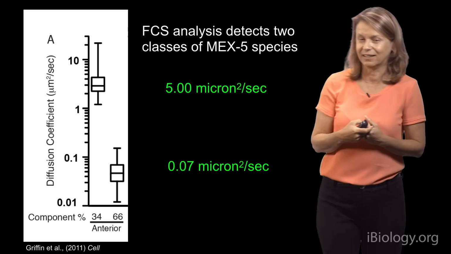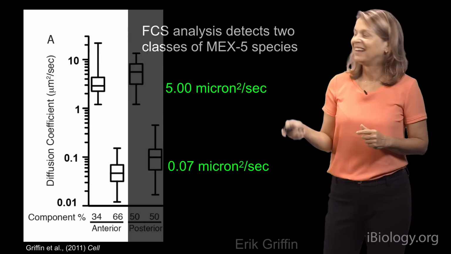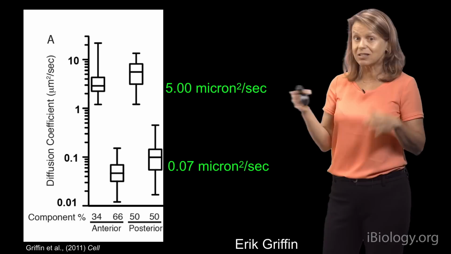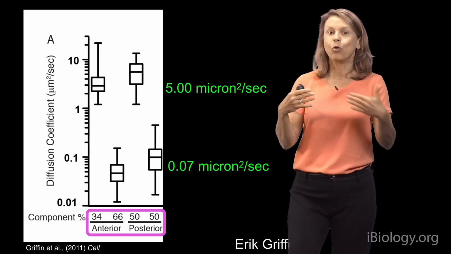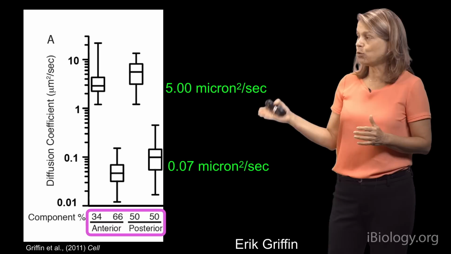What about in the posterior cytoplasm? Well, there, Eric found that those two species exist as well. There's also a very slow one and a very fast one, just like in the anterior cytoplasm. The difference, however, is in the proportion of those two species. In the posterior cytoplasm, the fast species is more abundant compared to what it was in the anterior. There's actually an equal amount of the fast and the slow in the posterior, okay?